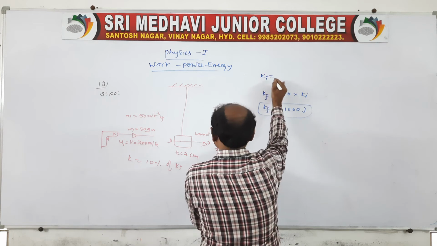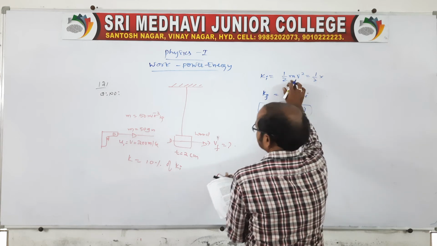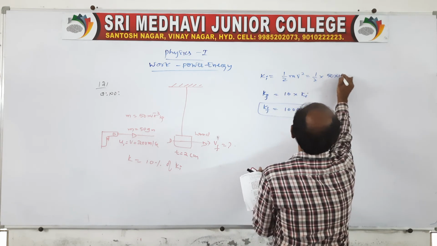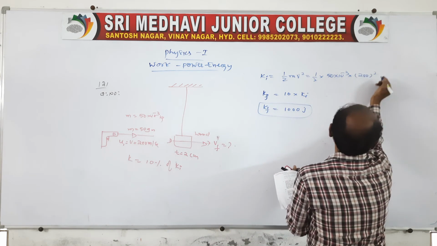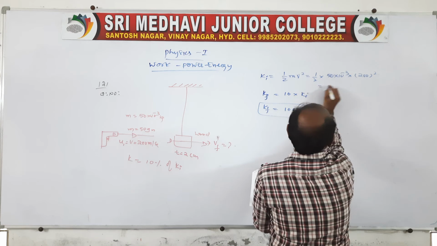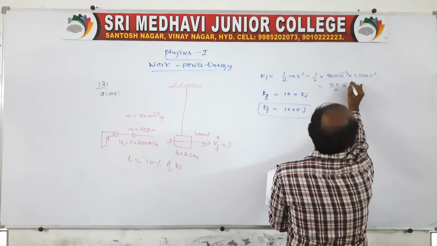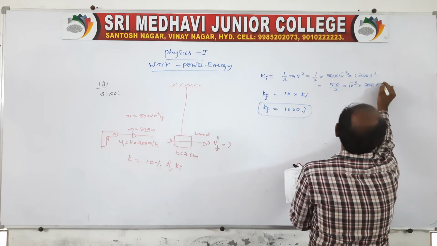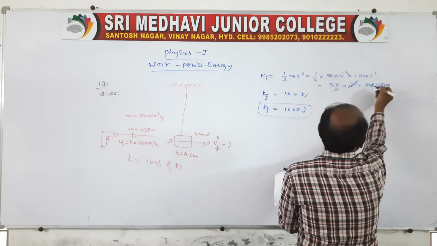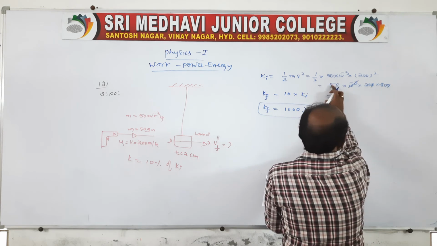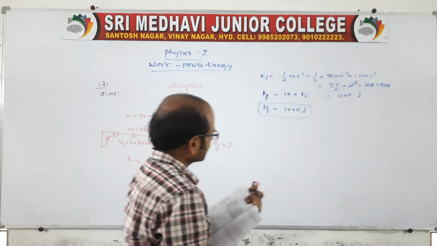Kinetic energy initial is equal to half mv square. Half m, the mass of the bullet, is 50 into 10 power minus 3, and the speed of the bullet entering is 200, whole square. So it is 50 by 2 into 10 power minus 3 into 200 into 200. The 3 zeros cancel, and the 2s cancel. So we get 1000 joules of kinetic energy.